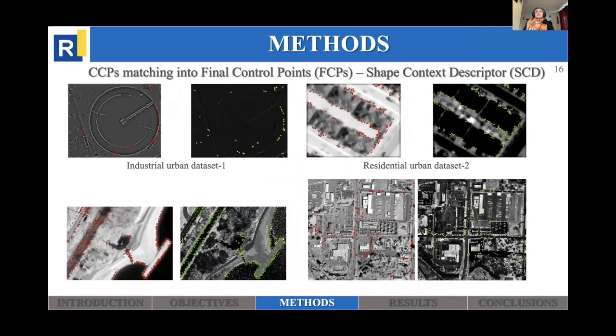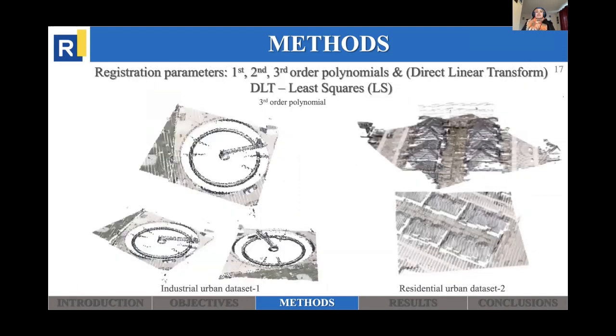Then those candidate control points, the 2 sets of candidate control points on each dataset, the 2D image and the LiDAR image, are matched automatically using the shape descriptor model. Finally, the parameters of the registration model were estimated using least squares in this study. Actually, this is mainly the Ph.D. study. So I used 4 empirical registration models.